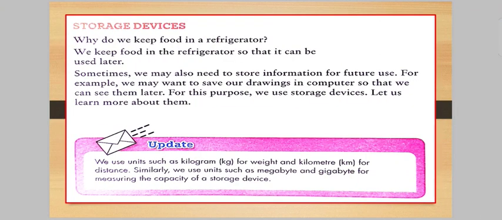Now move on to the topic. The first topic is storage device. So what is a storage device? Mainly the storage device is used to store information for future use. We can easily store pictures, photos, documents, different types of data in the storage device. For example, we may want to save our drawing in a computer so that we can see it later. For this purpose we use the storage device.